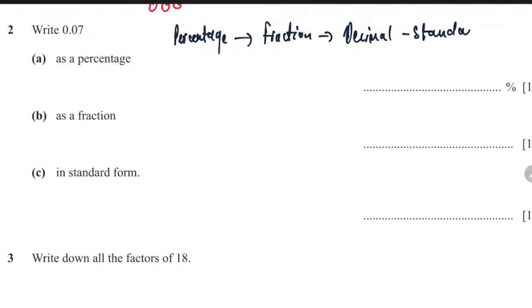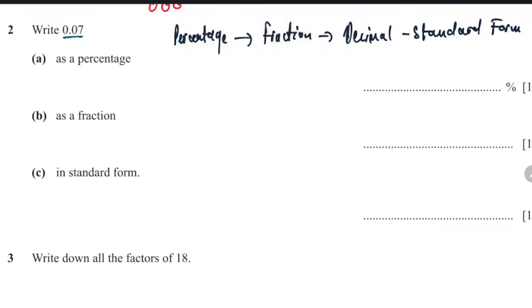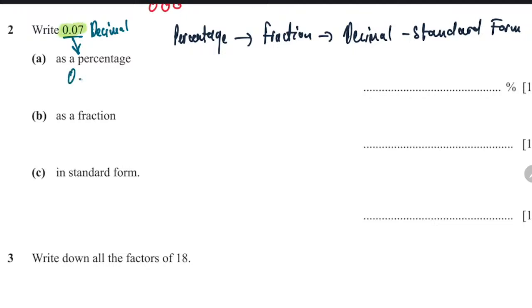Can you see this? Percentage, fraction, decimal, and what? And standard form. So this is decimal, right? Now they want it as a percentage. So you should know how to move decimal to a percentage. What you simply do is multiply it by 100. Decimal is the easiest thing to convert to percentage. So you say 0.07 times 100%. What do you get? 7%. So this is going to be 7%.